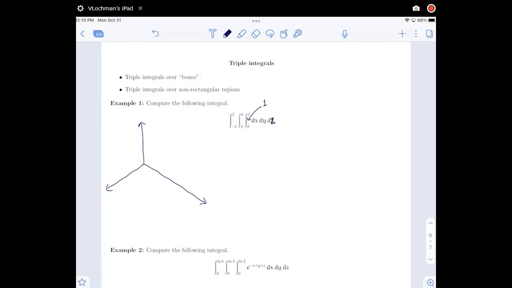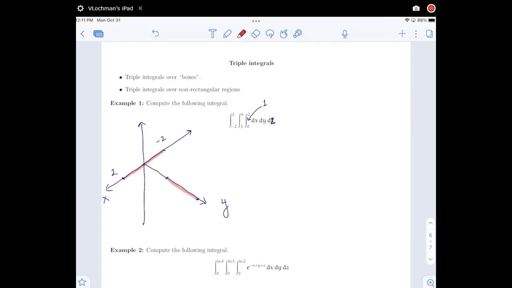What do we have? x goes from -2 to +2. So let me extend my x-axis here. Let's say this is -2, this is +2. That's where my x goes. What about y? y goes from 3 to 6. I'm going to change the scale for y just a little bit so it can all fit in here. 3 to 6, that's my y, right? And then what about z? z goes from 0 to 2.